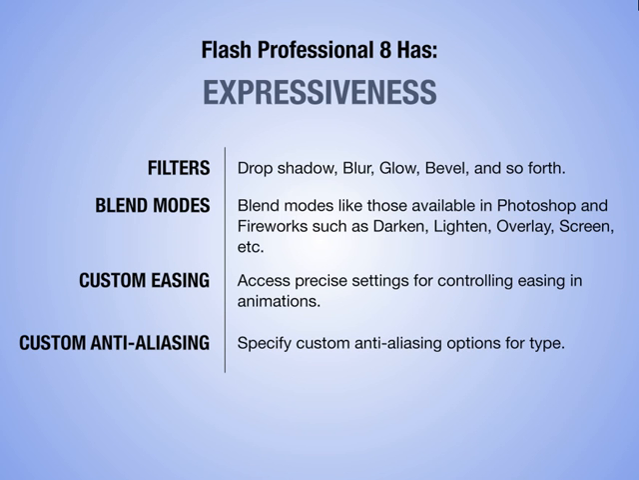Another new feature is custom anti-aliasing. New to Flash 8 is a different type rendering engine called Flash Type. Now, that is available in both Flash Basic 8 and Flash Professional 8, but only available in Professional 8 is an option to allow you to modify custom anti-aliasing for your type. So you can modify very specifically how anti-aliasing is being applied to the type inside your movie.